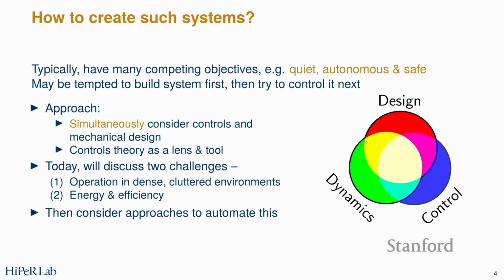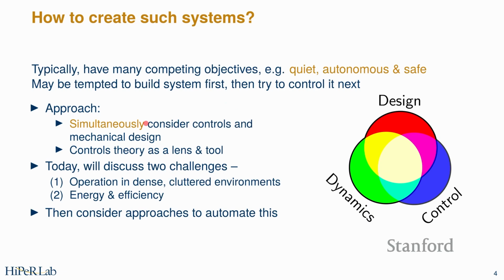So when we're creating such systems, we have trade-offs that we are struggling with. If you want to build an air taxi, you want to be quiet, you want to be autonomous, and you want to be safe, and often these are in tension with one another. So how do you think about creating the systems, and especially how do you create autonomous systems? Often what we would do as designers is you build a system and then you pass it on to the next person, and the next person tries to make the system autonomous, design the control loop, etc.